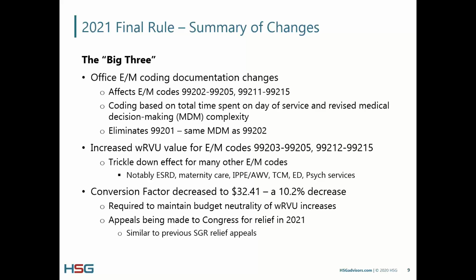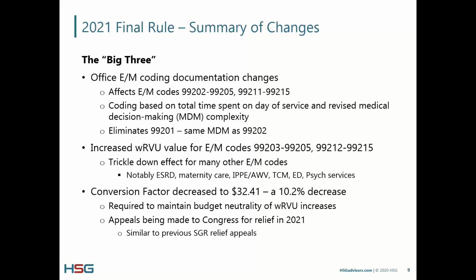The second element of the big three is the increased RVU values for those same E&M codes. Actually, the value for 99202 and the value for 99211 did not change. So it's really the codes 99203 to 205 and 99212 to 215 that had the changes. With those changes in RVU values for those codes, however, the changes have a trickle-down effect for many other E&M codes that are based, at least in part, on the coding parameters for the ones listed.